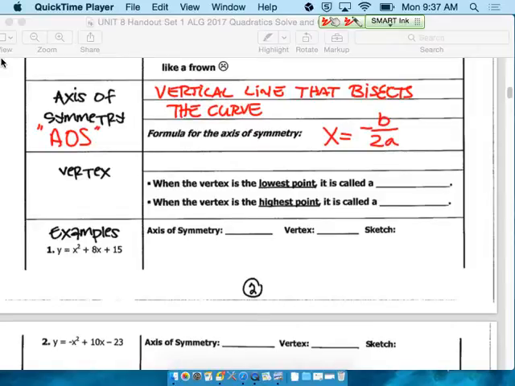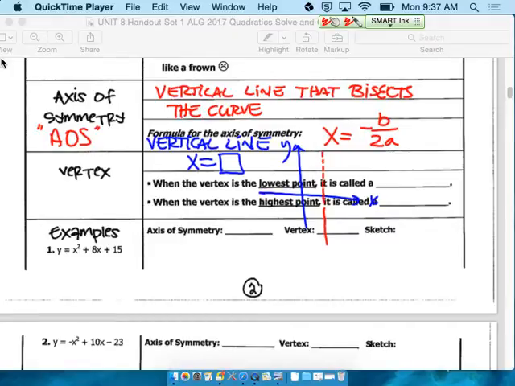And the a and the b come from the standard form of the quadratic. Remember, the equation of a vertical line is x equals, and when you graph a vertical line, just to go back for a second to review that, it's a line that will go vertically through the x-axis. And we derive the axis of symmetry from the formula x equals negative b over 2a. Just a little review there.